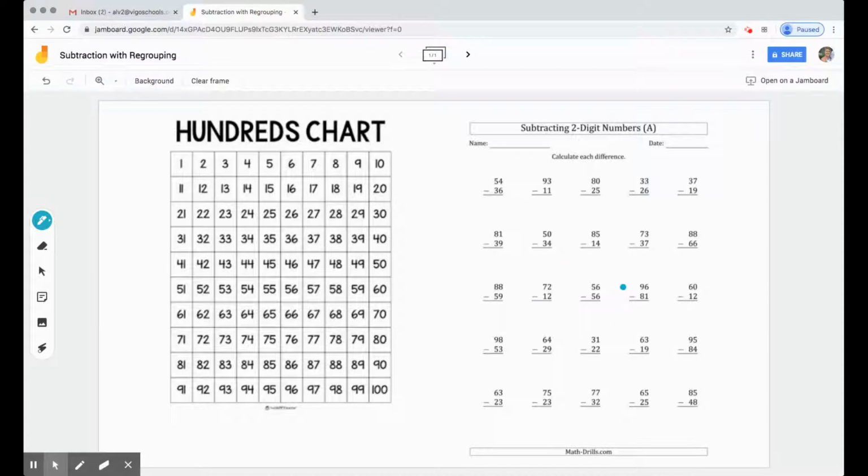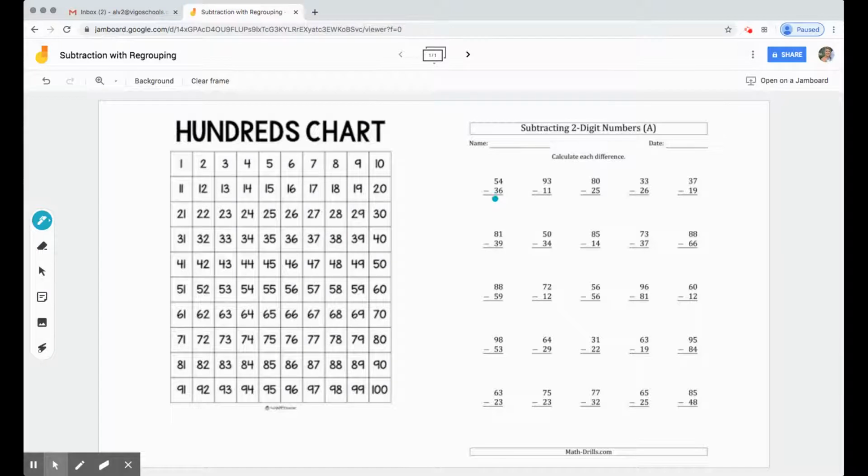I provided you with a hundredths chart and a worksheet. We're going to do a couple of problems together, and then you can use a scrap piece of paper and pencil from home to copy down the rest of the problems and practice at your own convenience. So let's take a look at number 1.